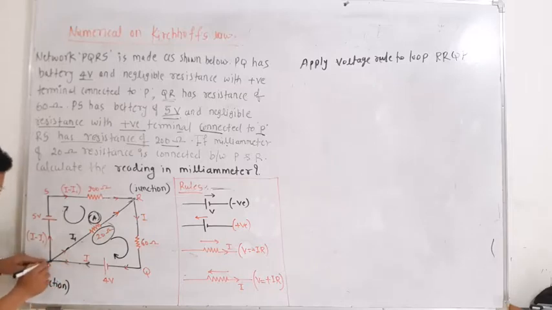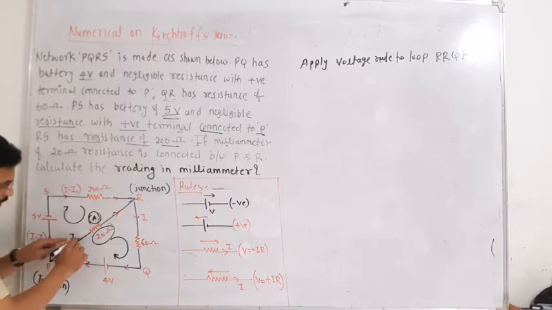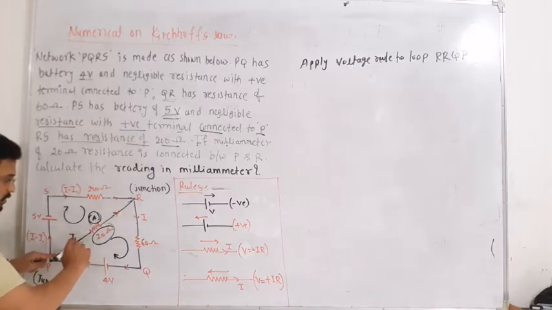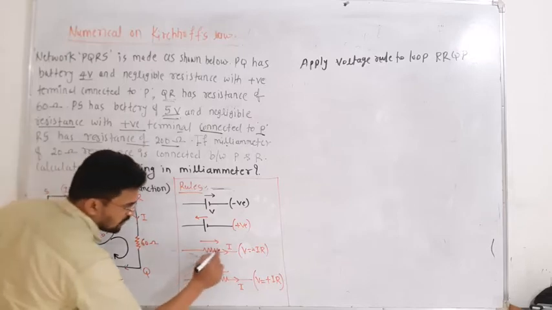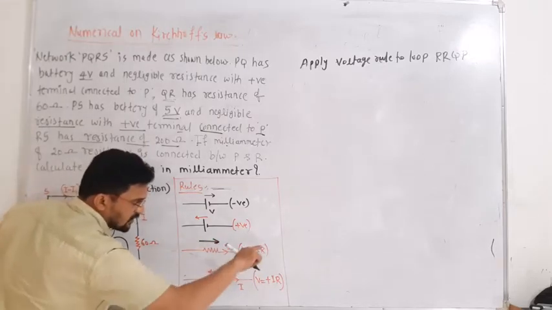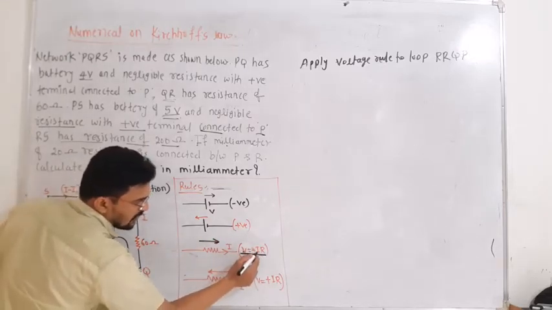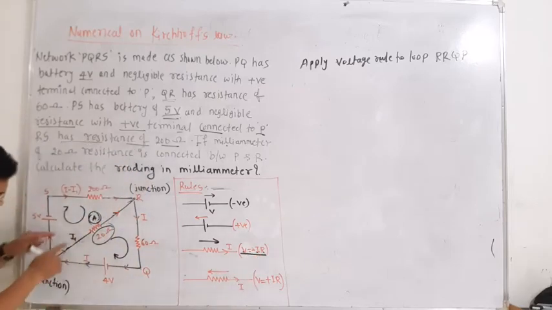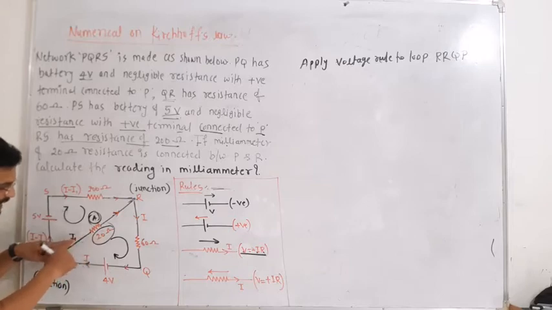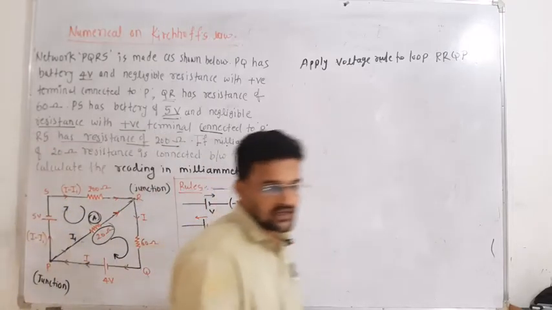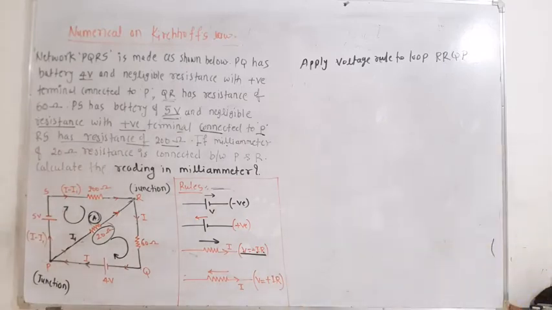Now you are moving from P, and the resistance is encountered. The current is in the same direction and you are also moving in the same direction. So V is equal to what? Minus IR. But here I is I1 and R is 20. It should be minus IR, so minus 20 I1.